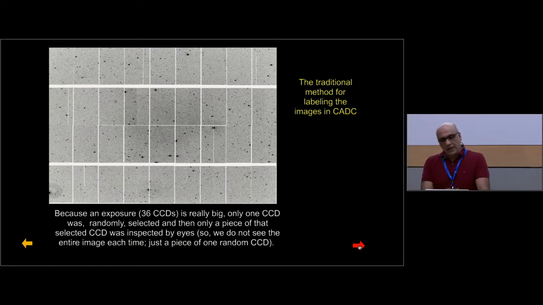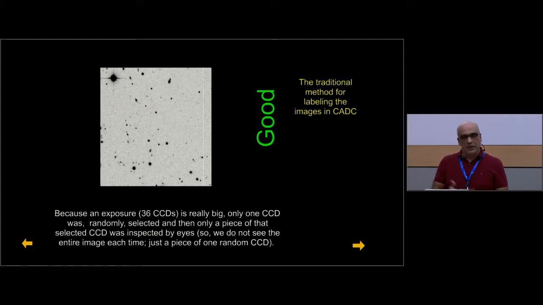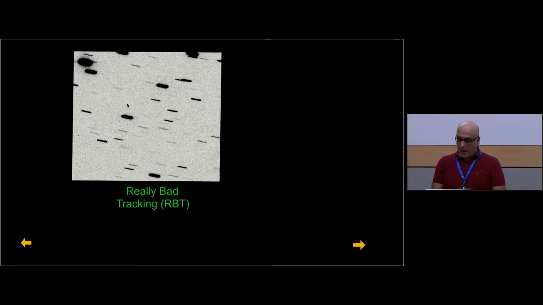Okay, here are a few examples of the traditional method for labeling images in CADC by Stephen. Because the exposure is very big, we cannot download each time and see 36 different CCDs. So Stephen randomly selected one part of one CCD like this, and then he, as an expert, says, oh, it is good, based on some experience. Another exposure looks similar but is not. When you go into details, you can see that it's really bad tracking. So we should inspect closely.